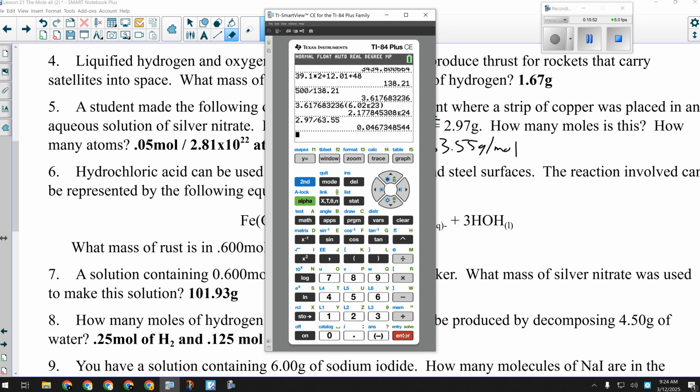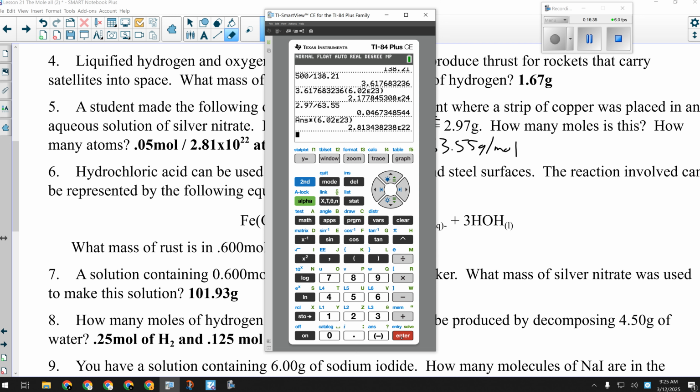All right, next thing I want to know is how many atoms. It's asking atoms because copper comes as single atoms, right? It's not a compound, it's not a special element that comes in sets of 2 or 5 or 4 or 8. So all I have to do is take this number and multiply by 6.02 times 10 to the 23. Remember, that's how many particles, atoms or molecules, whichever is appropriate, are in 1 mole. So I take that number and multiply by Avogadro's number, and I get 2.81 times 10 to the 22 atoms of copper.